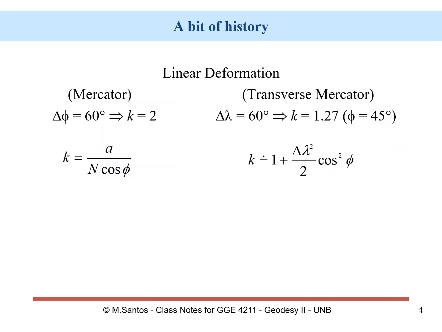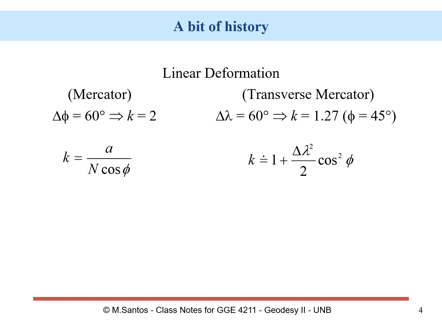Mercator is popular for navigation because loxodromes are represented as straight lines. Its big disadvantage, though, is that the linear distortions are very large. For example, at a latitude of 60 degrees, the coefficient of distortion k equals 2, meaning a distance on the ellipsoid doubles its length on the Mercator mapping plane.